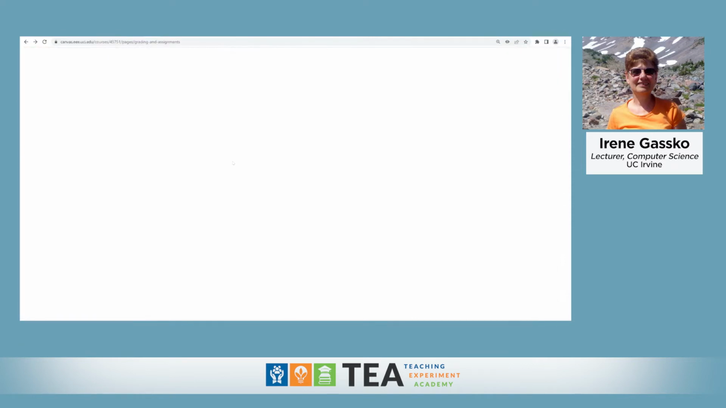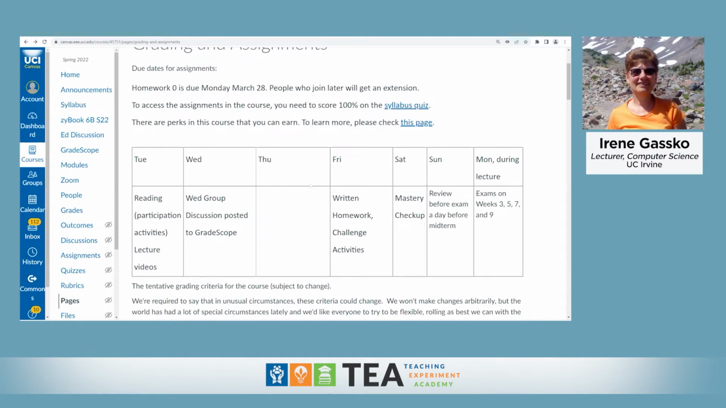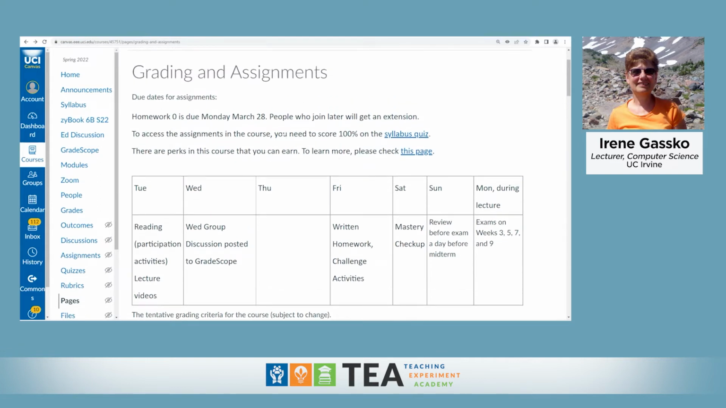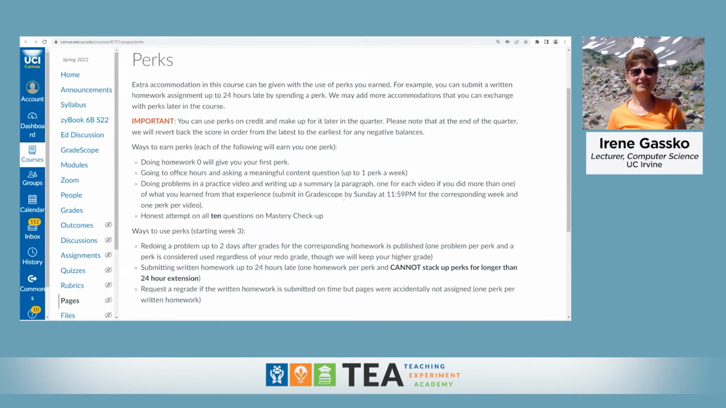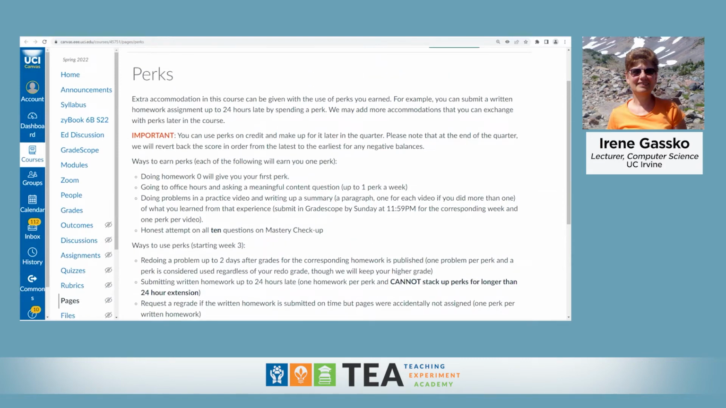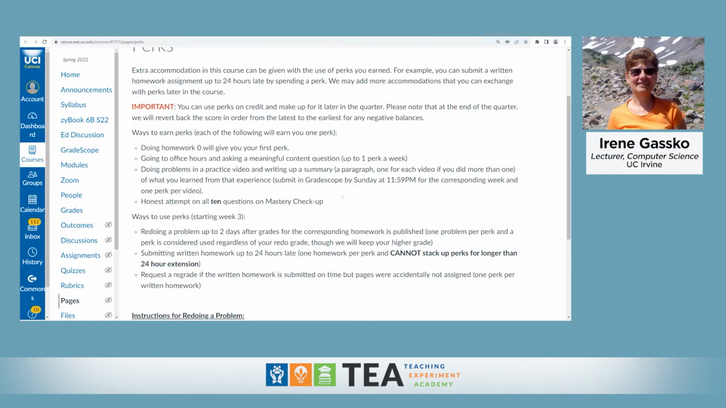And now I'd like to show you a few things that we do in my syllabus. So in my syllabus, in the grading and assignment portion, we are talking about perks, and we just mentioned them here, but then we have a whole page that is actually devoted to perks. And so this describes how they can earn perks and what they can use them for. And so we allow up to 24 hours extension, which is worth a perk. And then every problem, actually, you have to pay with a perk for it.